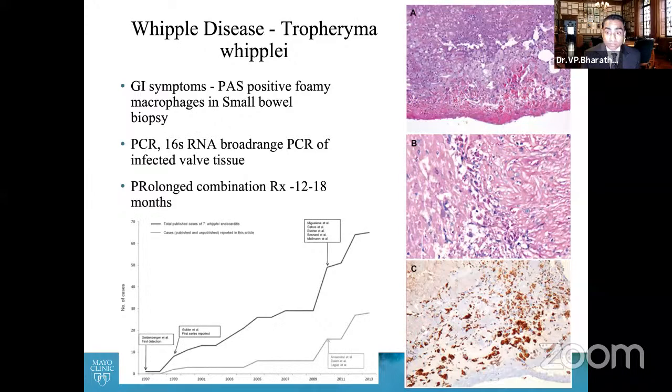People have reported in France that the cases are going up. It's not very high, still below hundreds, but the cases are going up depending on the region of the world. And if you resect a valve, you can do the staining and see the foamy macrophages. Slide C on the bottom right shows the macrophages. Again, these require a prolonged combination regimen. So it's very important, depending on where the patient is from, to get this testing.